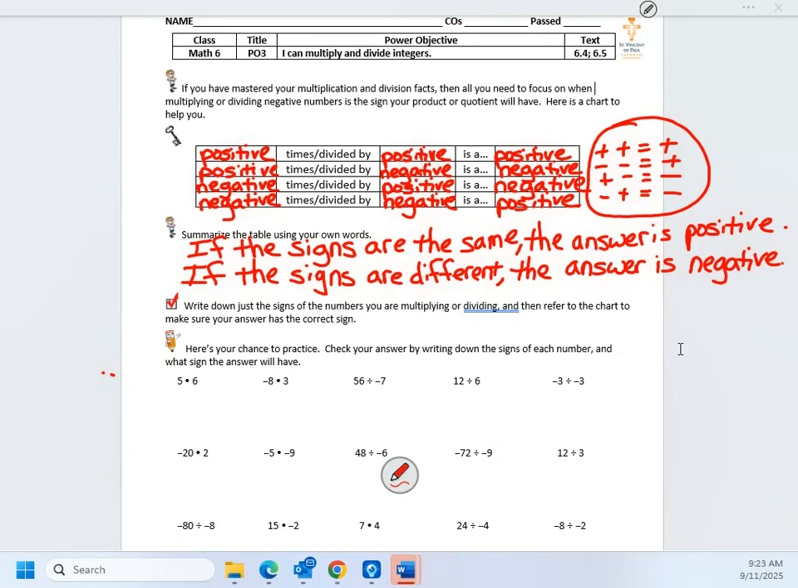So now our little checkpoint. Write down just the signs of the numbers you are multiplying or dividing, and then refer to the chart to make sure your answer has the correct sign. I'm going to show you how I put that into practice. I look at my signs first and decide, is my answer going to be positive or is it going to be negative? And then I'm going to write that. So, are you guys good if I erase and scroll up? Yeah? Yeah?